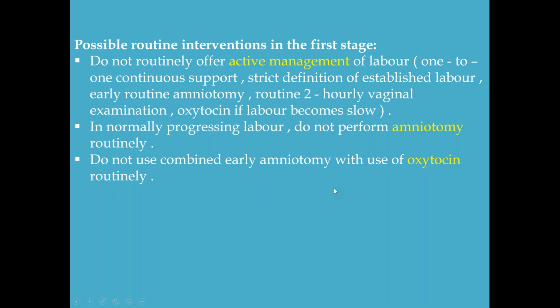Okay, what about the possible routine interventions in the first stage? Do not routinely do active management of labor. This means not routinely using one-to-one continuous support, a strict definition of established labor, early routine amniotomy, routine 2-hour vaginal examination, and oxytocin if labor becomes slow. In normally progressing labor, do not perform amniotomy routinely. So in case of normal labor, avoid active management, amniotomy, and giving the patient oxytocin.